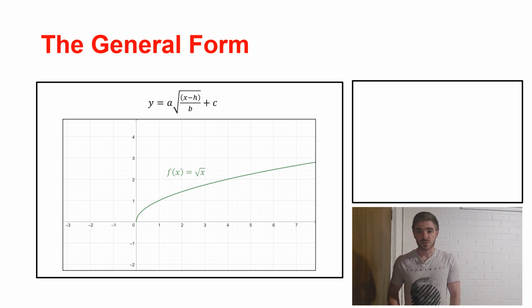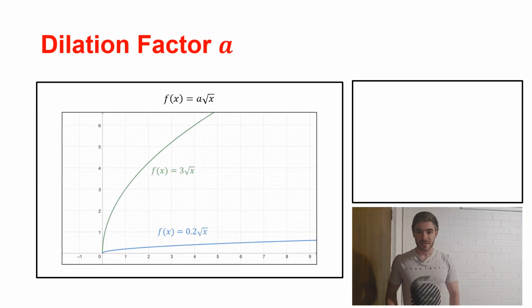The general form of the square root is written above. Let's see how each term impacts the graph. The a term is a dilation factor from the x-axis. It's responsible for stretching the graph vertically. If a is larger, then it's going to get further away from the x-axis. If a gets closer to 0, it's going to get closer to the x-axis.